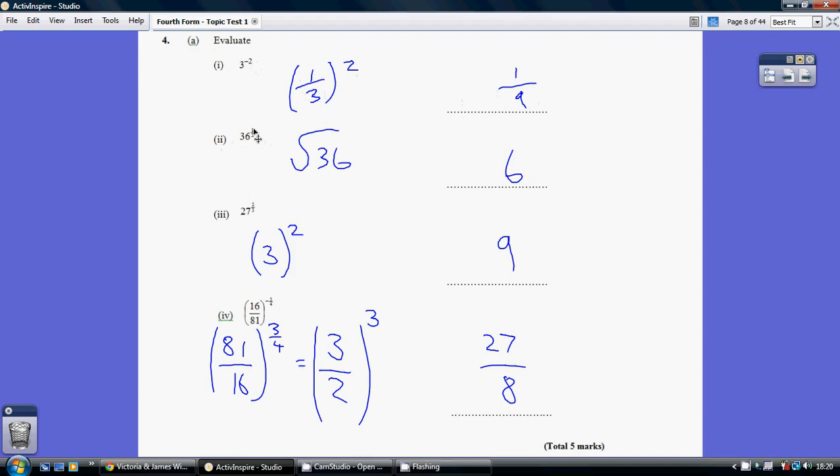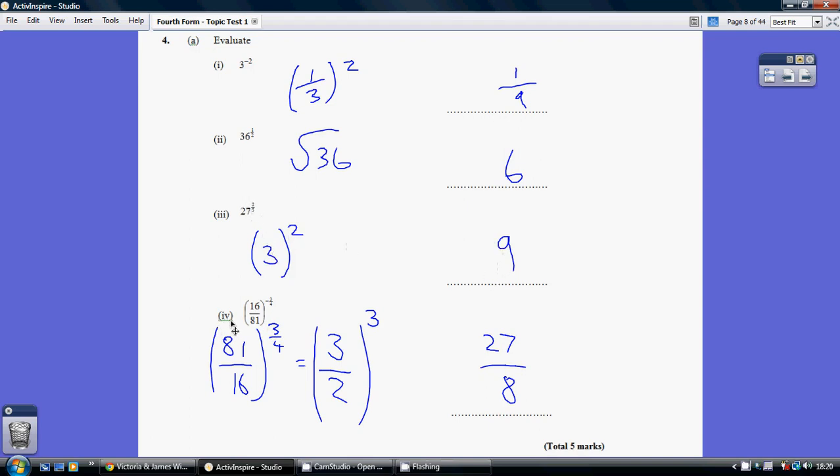Part 2. Now the power of a half is just the square root. So the square root of 36, what times itself is 36? That's 6. Part 3, so we cube root first of all, and then we're going to square. So cube rooting 27, what times itself three times gives us 27, that's 3. That still has to be squared, 3 times 3 is 9.